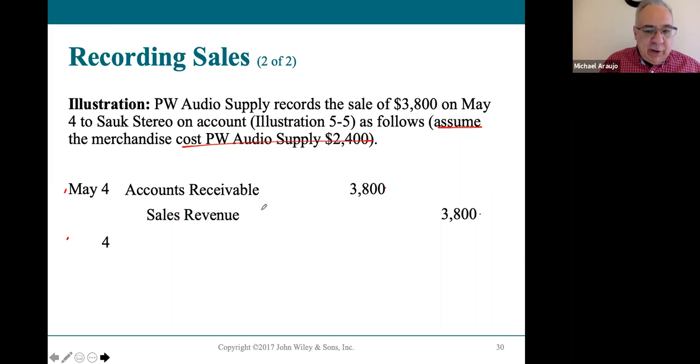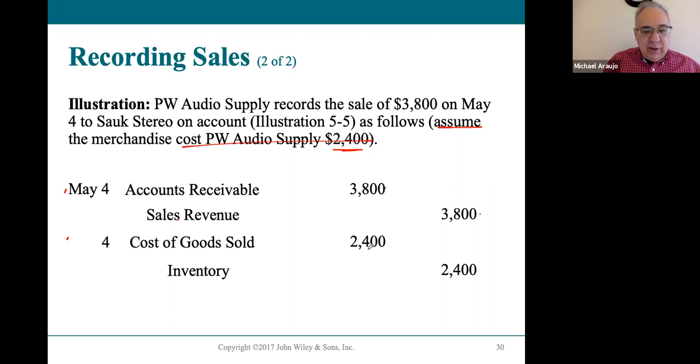Now we record the cost, which is that extra number they give you. Cost of goods sold, $2,400. Inventory, $2,400. They sold $2,400 worth of inventory to Salk Stereo for $3,800. The $3,800 of sales revenue will show up on the income statement as a sale. The cost of goods sold will be the $2,400. That's the cost of their inventory.